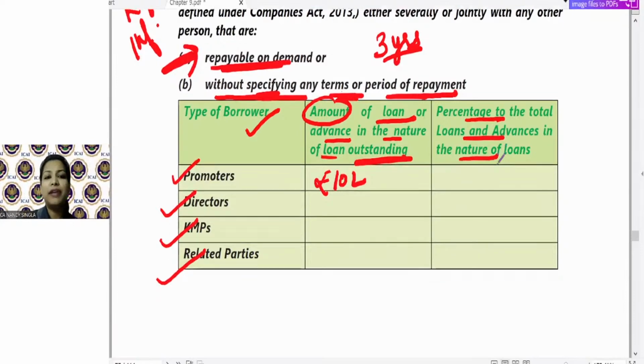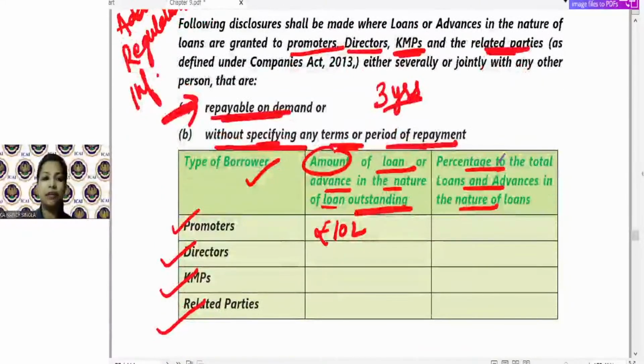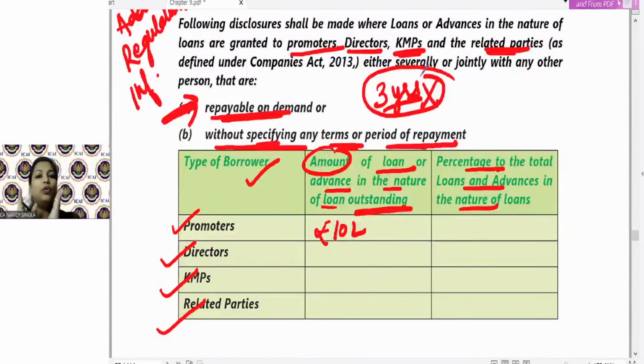If any loan or advance in the nature of loan has been given to promoter, director, KMP, related party, which is repayable on demand or without specifying any term. So if the repayment has been mentioned, that it is to be done in so many years, then it will not come here, right? And what is the amount and what is the percentage of such amount to the total loan that has been given. Okay? Is it clear? So with this we have covered loans and advances and other current assets also.